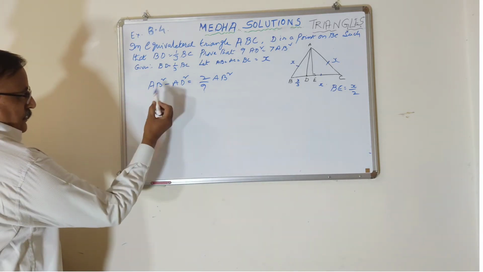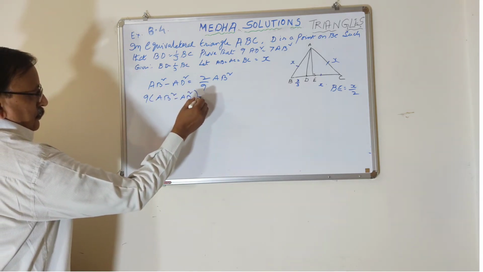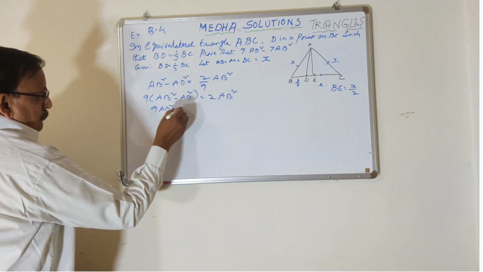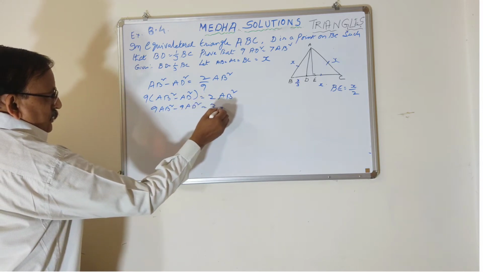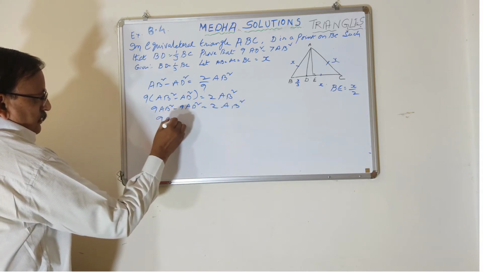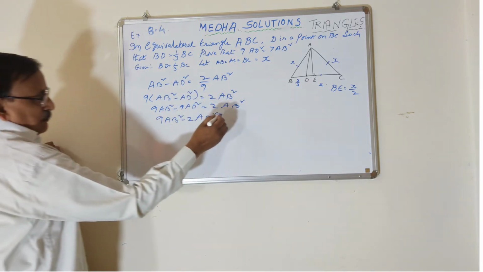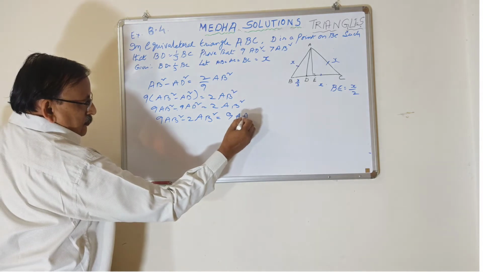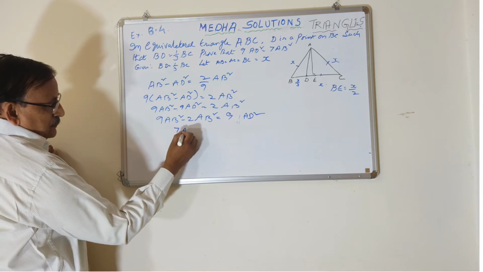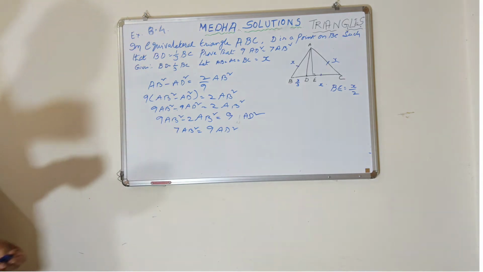Transpose the denominator to the left side: 9 into AB square minus AD square is equal to 2AB square. So expand: 9AB square minus 9AD square is equal to 2AB square. Interchange: AB square this side, AD square this side. 9AB square minus 2AB square is equal to 9AD square after transferring. Then 9 minus 2, 7AB square is equal to 9AD square. Yes, that is what we have to prove.